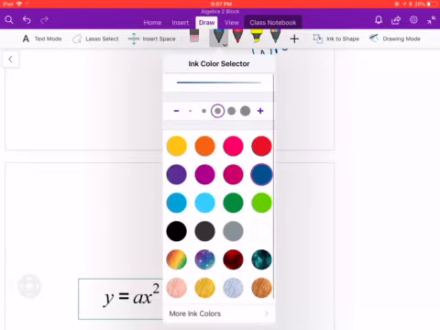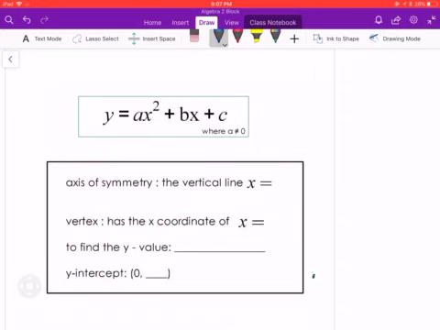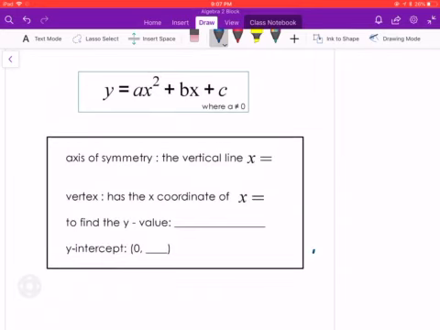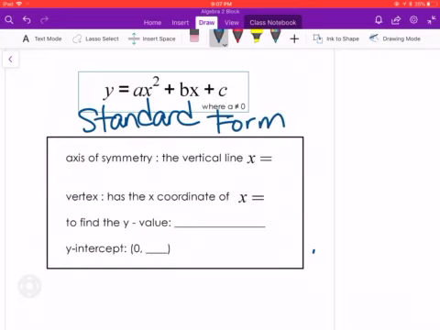I like this maybe a little bigger. Okay, so standard form is y equals ax squared plus bx plus c. Notice you can't have a equal to 0 for standard form, or for any parabola really, because then you would not have a quadratic equation. So standard form looks like this.